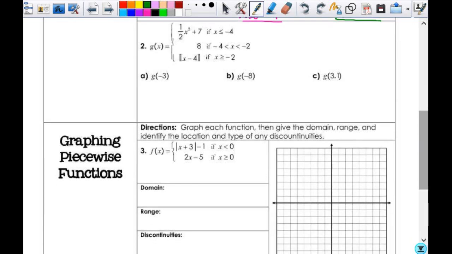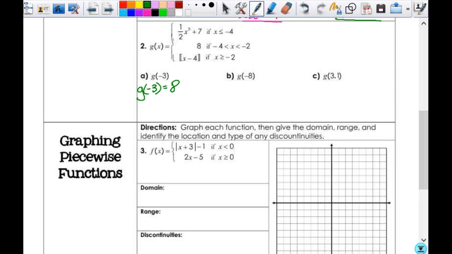With that said, okay, so back to number 2. Now I'm going to find g of negative 3. g of negative 3, which part do I put that in? The second one, right? Because negative 3 goes in here. So what's g of negative 3? Then g of negative 8. Negative 8 would go into which part?